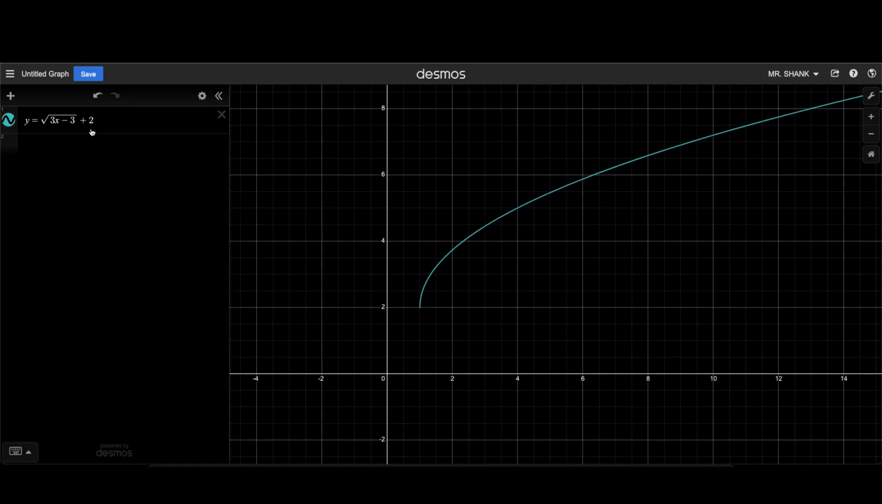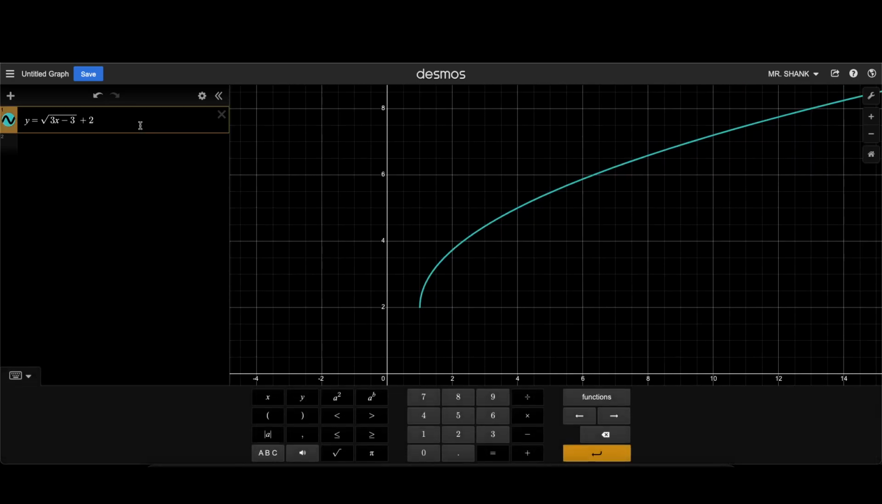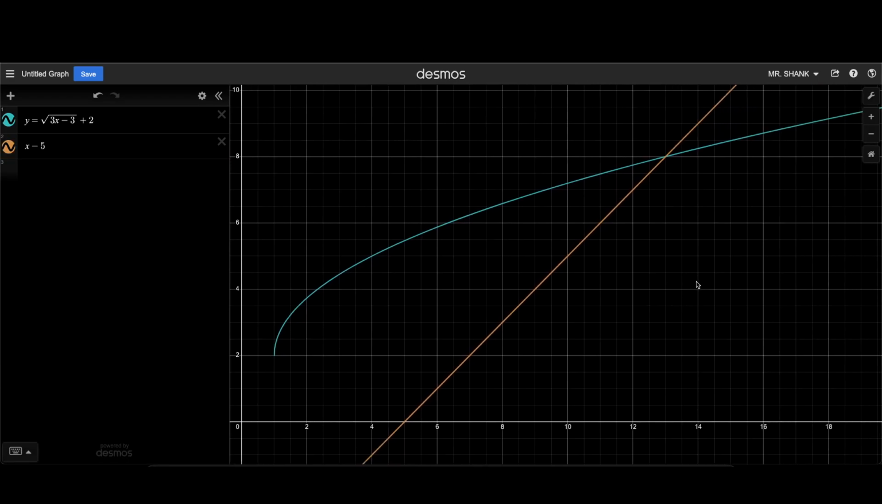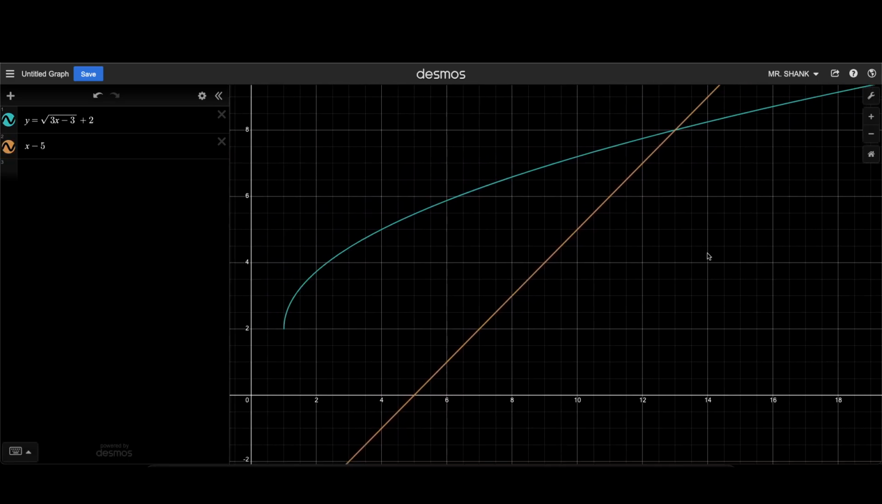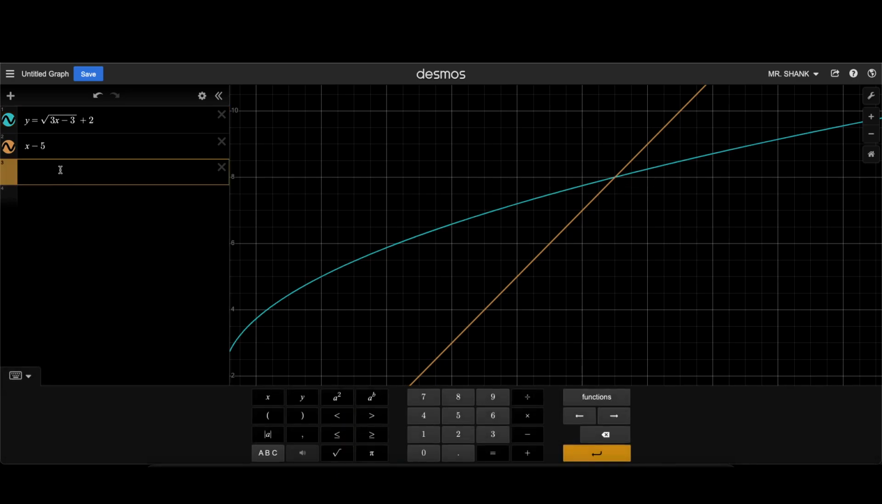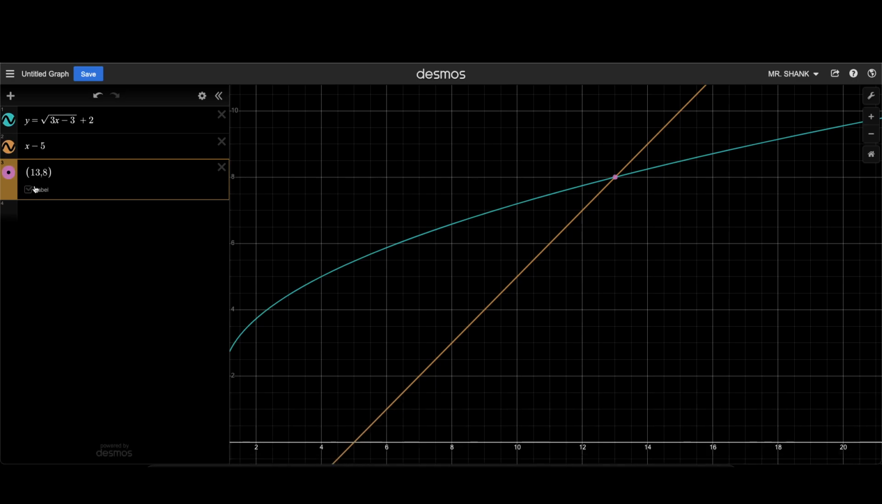So I have this function. Again, this is going to be our square root function, kind of like a teal color. And I'm going to have my second function, x minus 5, in orange or yellow, whatever you want to call it. Be able to drag and move your window around. Wherever those two intersect is going to be our answer, our solution point. So we're going to have a solution point at 13, 8.